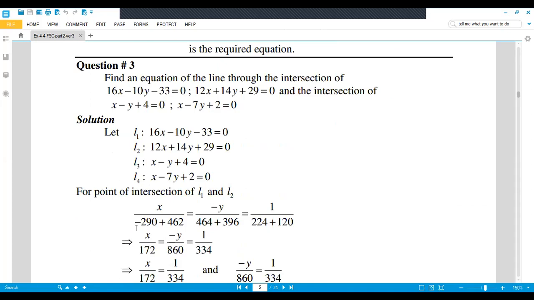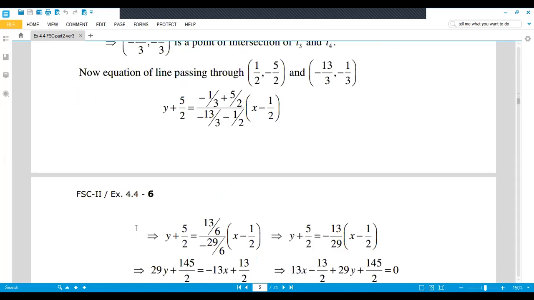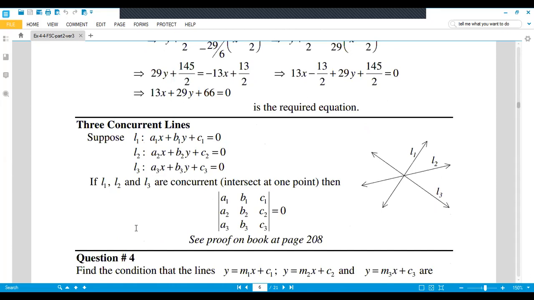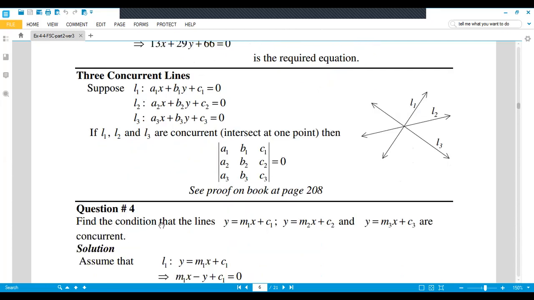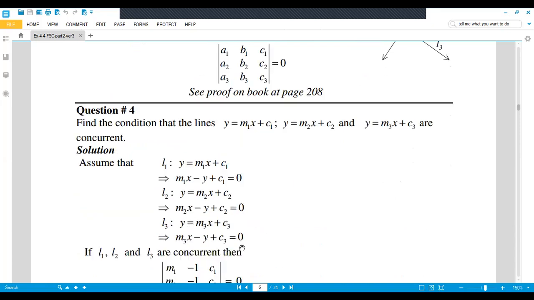Now come to question number 4, because question number 3 is not included. Remember one thing, if L1, L2 and L3 are concurrent to each other, meaning they intersect at a single point, then their determinant should be equal to 0. You are given: find the condition that the lines y = m1x + c1, y = m2x + c2, y = m3x + c3 are concurrent. So if they are concurrent, we use the determinant of L1, L2 and L3.